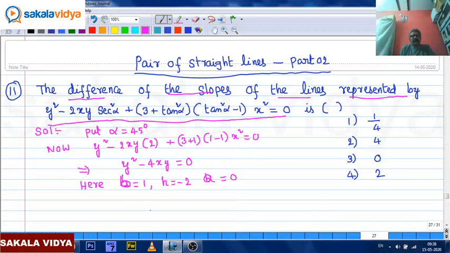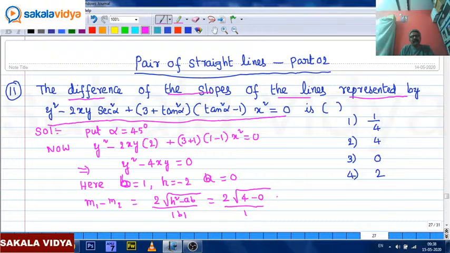Now we need to find m1 minus m2. What is m1 minus m2? It is 2 root of h square minus ab upon mod b. So this is equal to 2 root of h square, which is 4, minus ab, which is 0, by mod b. Mod b is 1. 2 root of root 4, that is 2 into 2, so that is equal to 4. So the second option is the right option.